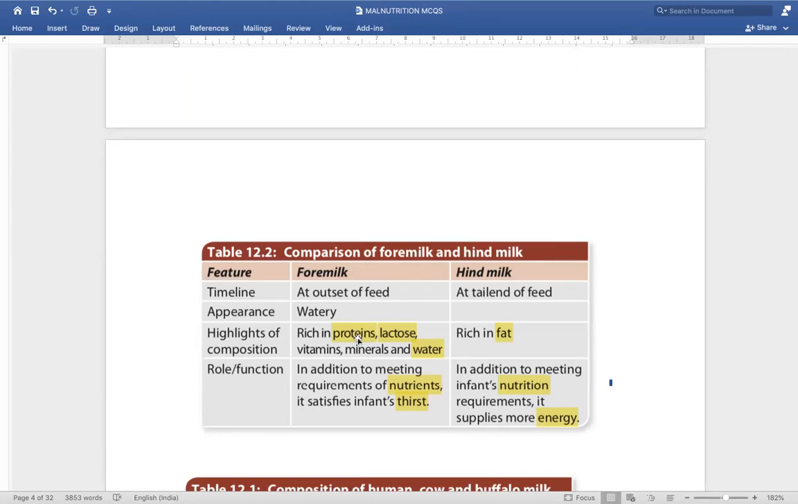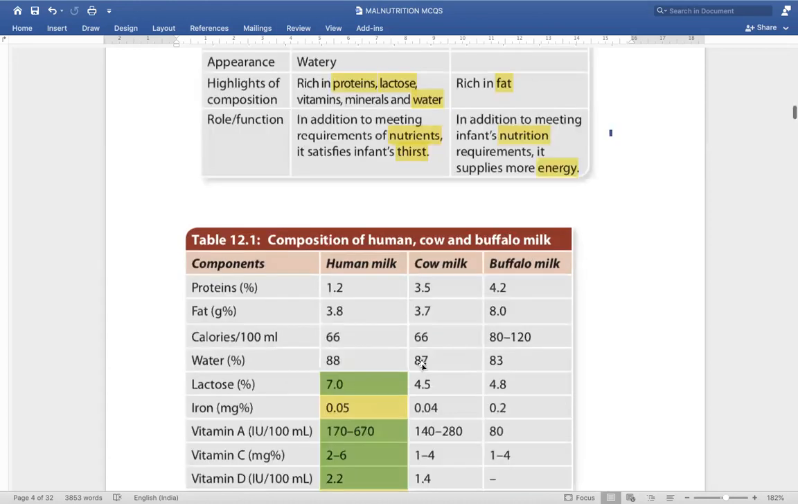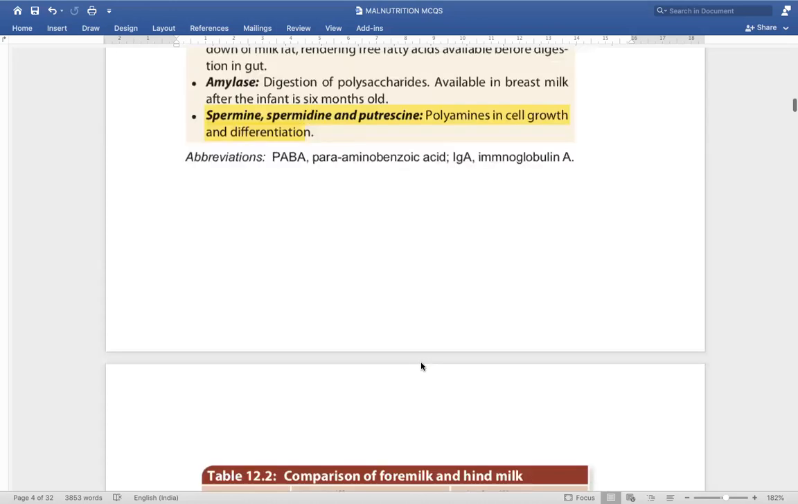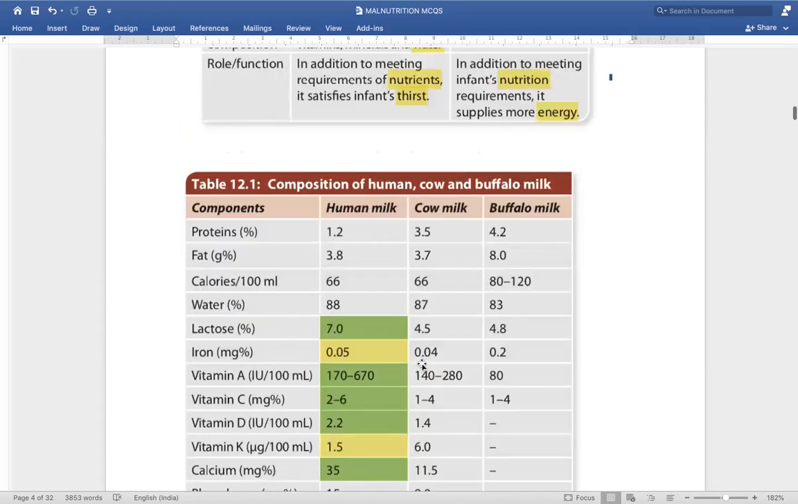So fore milk is rich in protein and carbohydrate, and hind milk is rich in fat. So if we have to tell human milk and cow's milk apart, this is again the comparison between human milk, cow's milk, and buffalo milk.